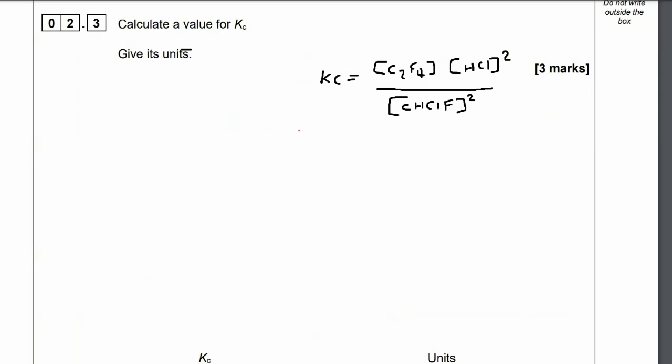Okay guys, don't forget to pause the video and have a go at these. So 2.3, calculate a value for Kc. So what we need to do here is just simply plug the units in.